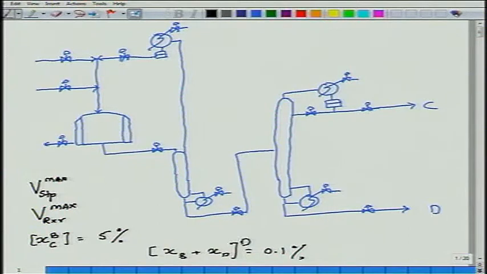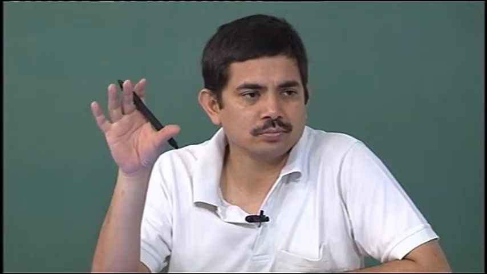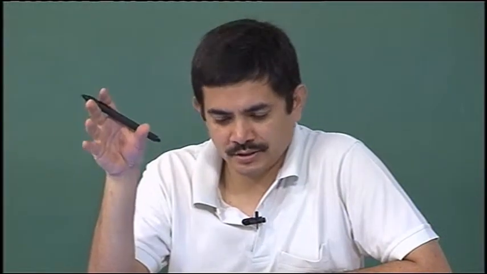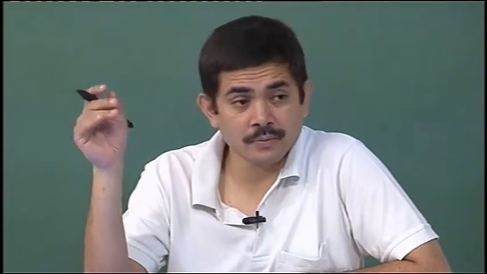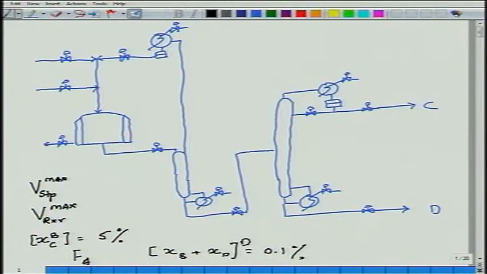Anything else? Well, I want a certain throughput. This throughput was whatever is the base case design value. Let us say I operate such that I am processing 100 kilomoles per hour of fresh A. So F A is given to me, set by market demand, and these are the constraints that are active. Because these are the constraints.